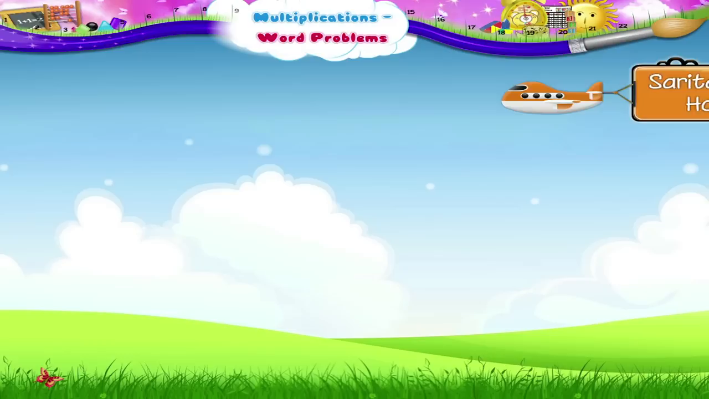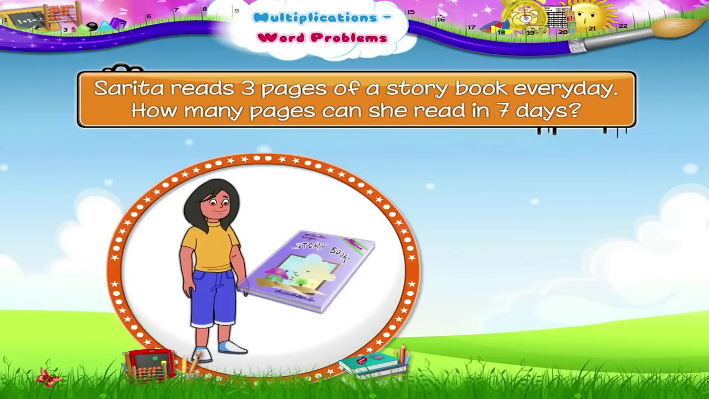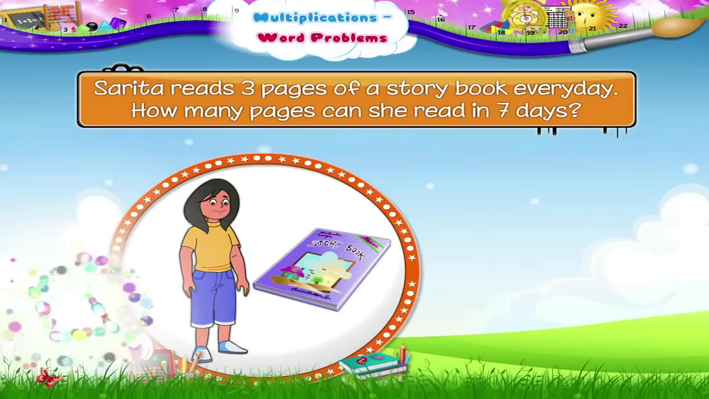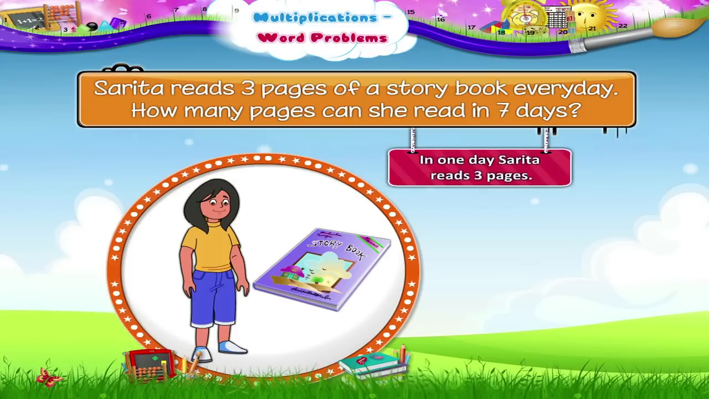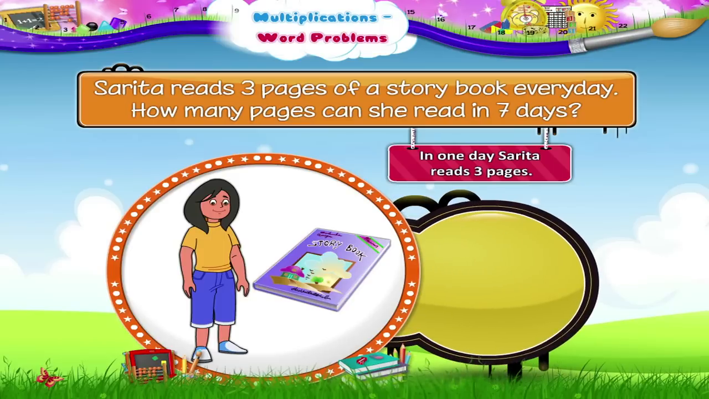Let us solve the last example. Sarita reads 3 pages of a storybook every day. How many pages can she read in 7 days? In 1 day, Sarita reads 3 pages. So, in 7 days, Sarita can read 3 multiplied by 7 pages.